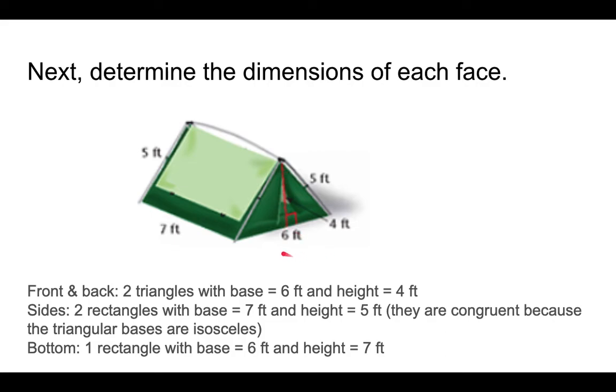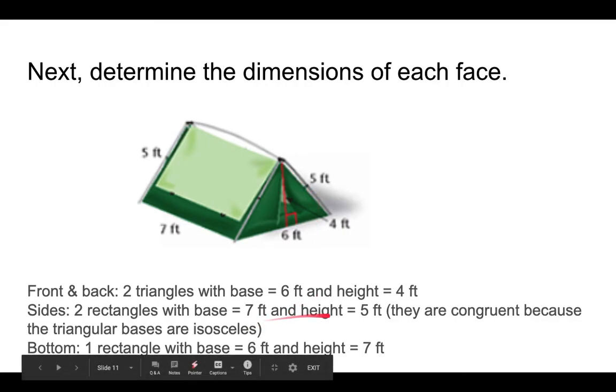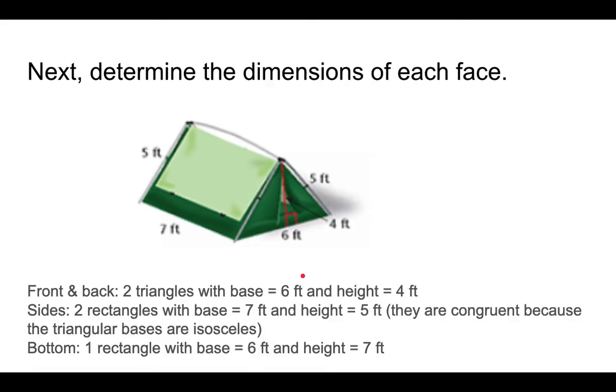The sides, there are 2 sides that are congruent to each other, the 2 sides of this tent. So it's 7 feet this way, and then it's 5 feet if we look here. And then the other side would be the same. It would be 7 feet going that way and 5 feet here. So 7 feet by 5 feet. And then the bottom, again, don't forget the bottom. Oh, my page is just scrolled. The bottom is 6 feet by 7 feet. So that's the bottom of the tent.